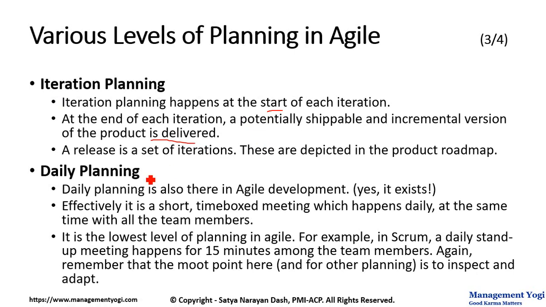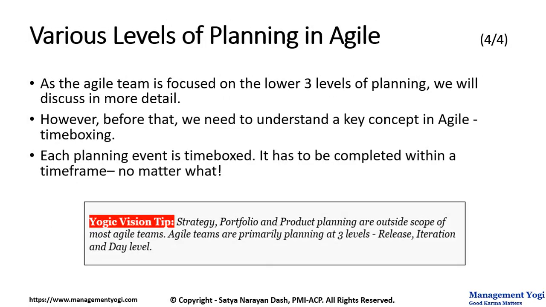And the last level of planning is daily planning. Daily planning is also there in Agile. Many people think there is no daily planning. Yes, it does exist. Effectively, it is a short time-boxed meeting which happens daily at the same time and at the same place with all the team members. It is the lowest level of planning in Agile. For example, in Scrum, a daily stand-up meeting happens for 15 minutes among the team members. Again, remember that the moot point here is to inspect and adapt. For the other planning as well, iteration planning or release planning, the idea is to inspect and adapt, because we are talking about adaptive planning.